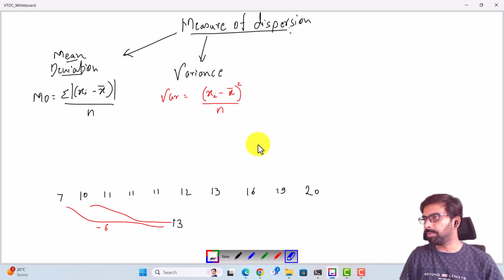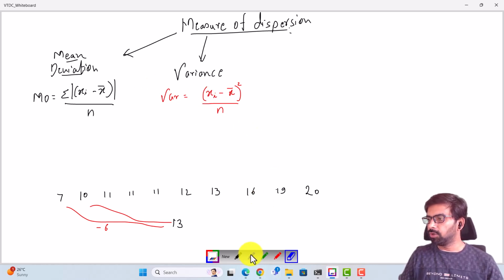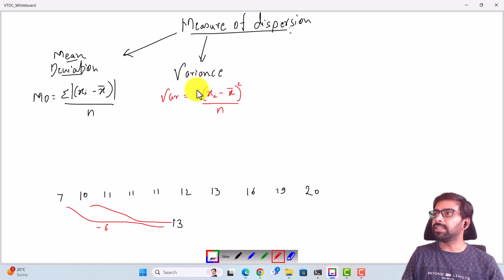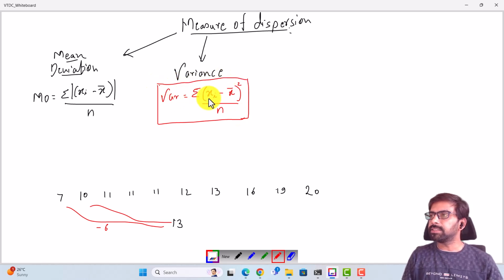I got a little carried away by emotions, but no worries. What we do over here is that we take the sigma of this. Variance is sigma of xi minus x bar whole square divided by n. That's how it comes out to be, right? So instead of taking a modulus, it takes the square.